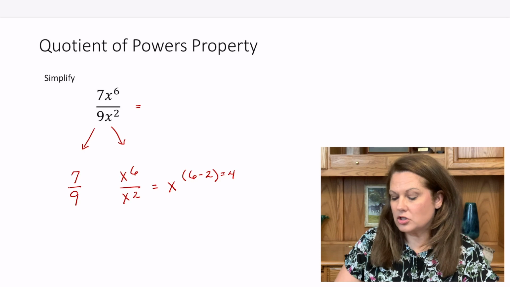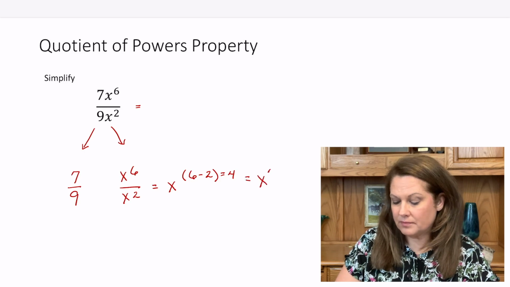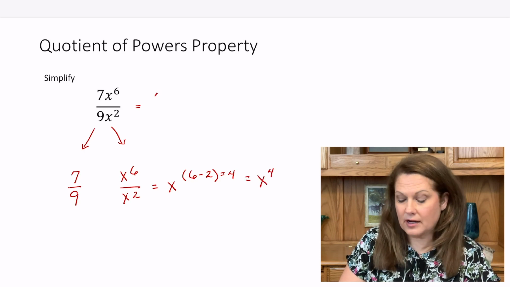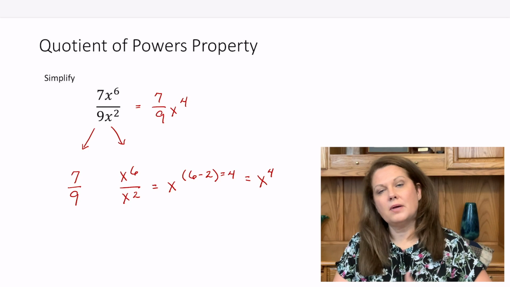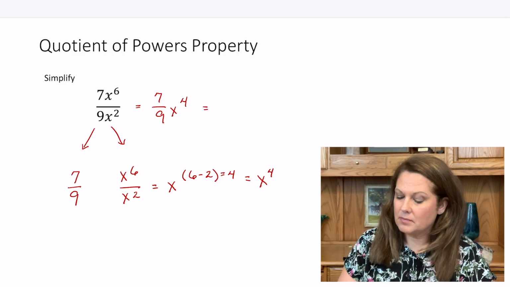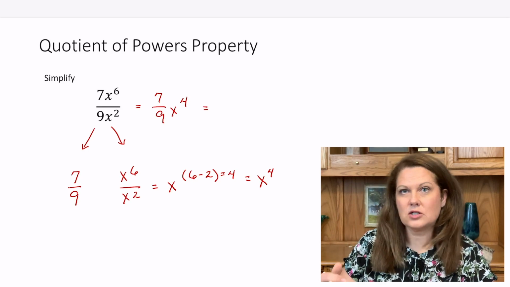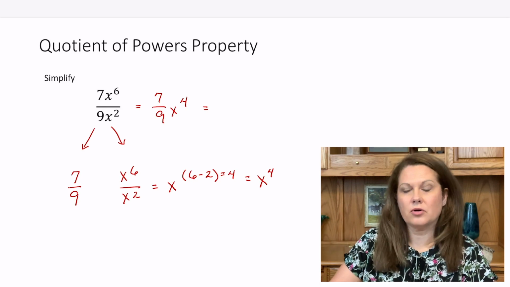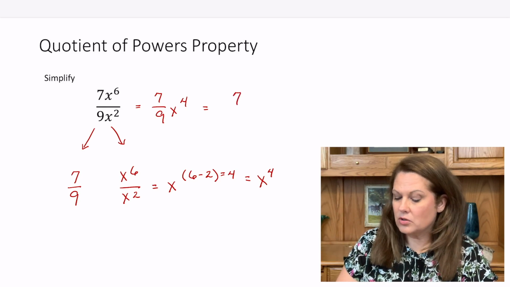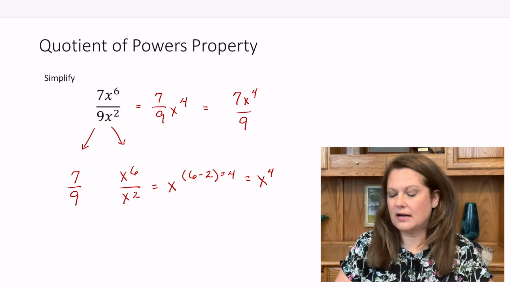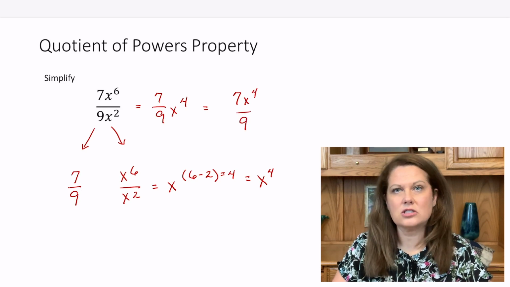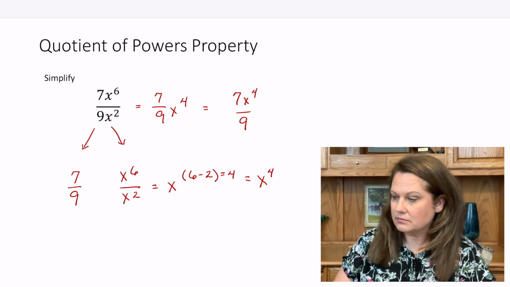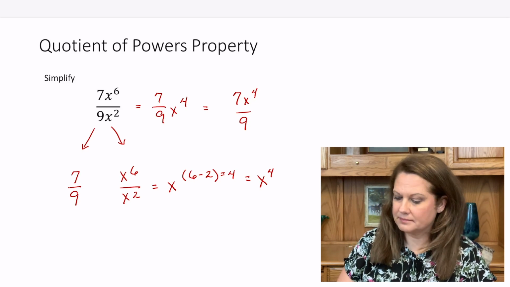We're going to put our 2 sets of answers together. So our simplified form is 7/9 times x to the 4th. Now you may see some teachers, because x to the 4th is actually a whole number, keep it in the numerator's position. So you could actually say 7x to the 4th divided by 9. And it's the same thing, it just looks a little differently. Let's try another one.